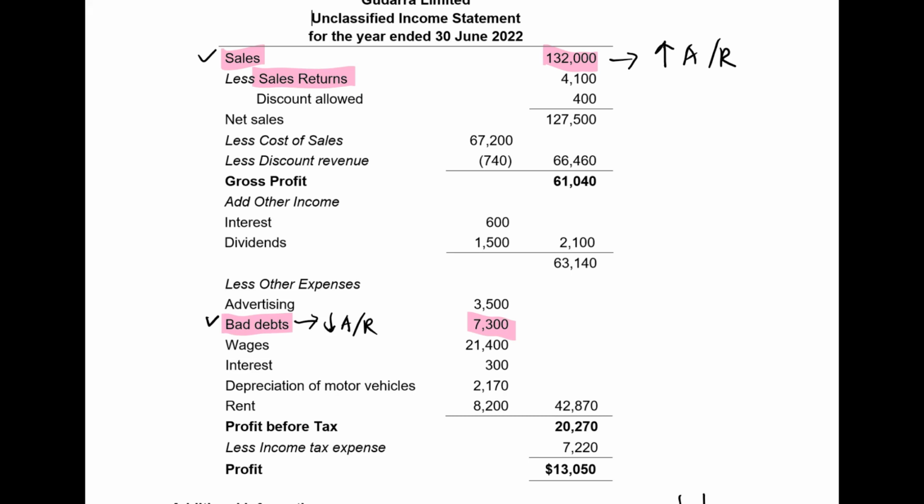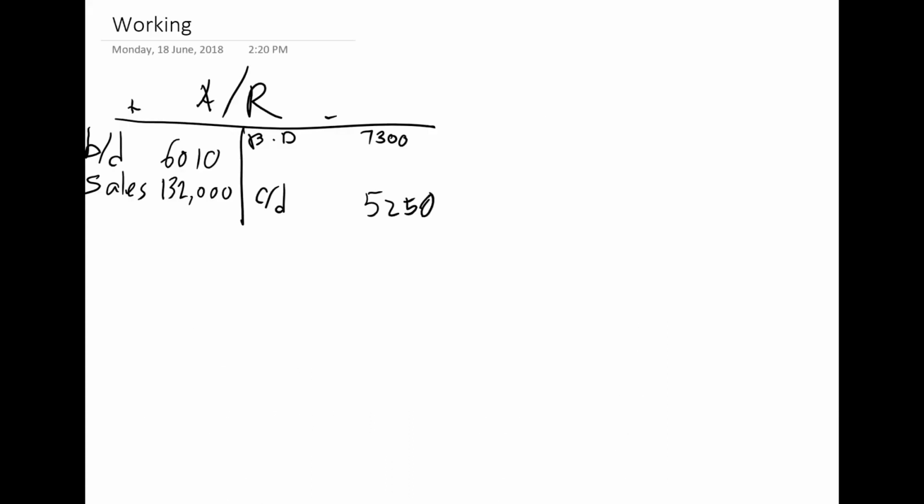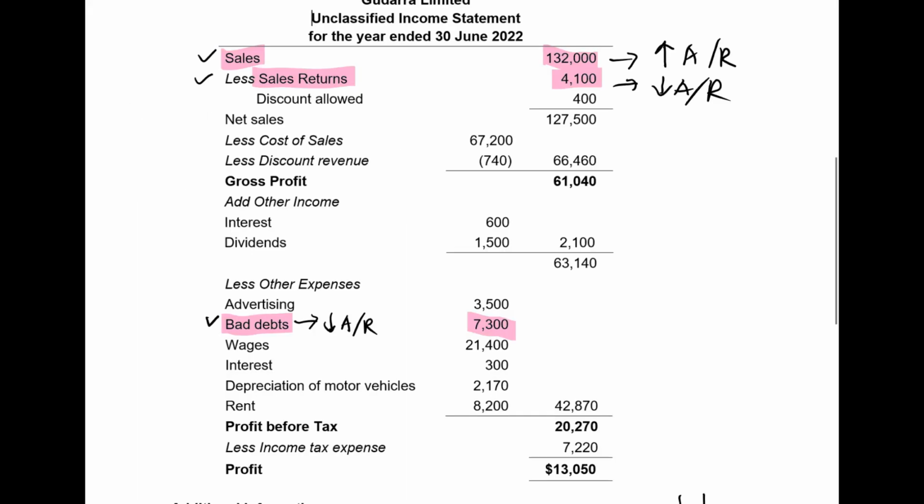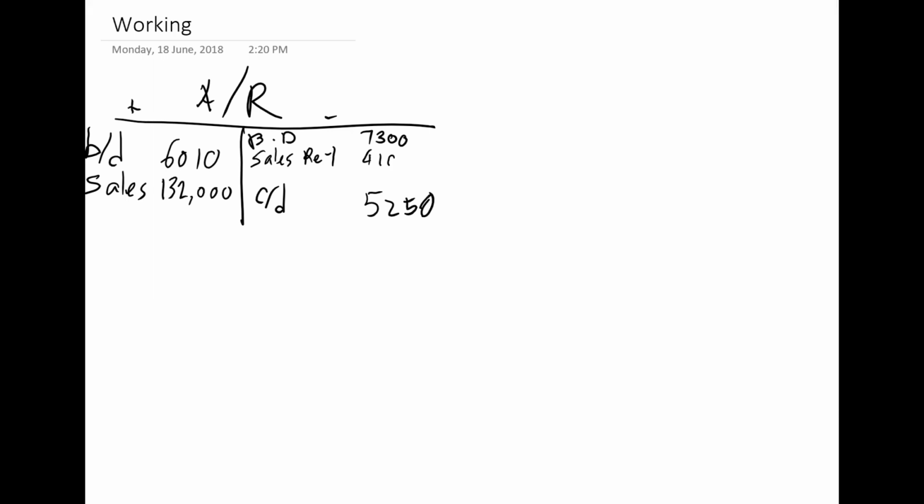Sales return, when I make a sales and your customers return your goods back, it will actually reduce your accounts receivable because when your customers give you back the goods, they don't owe you anymore. So whenever you see the word sales return, you must know that sales return will actually reduce your accounts receivable. So under accounts receivable, on the credit side, you will have sales return and the figure will be 4,100. Okay, so your sales return will be 4,100.